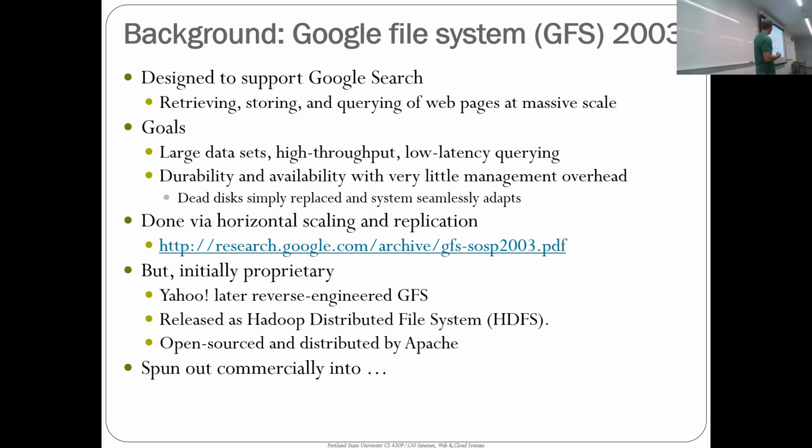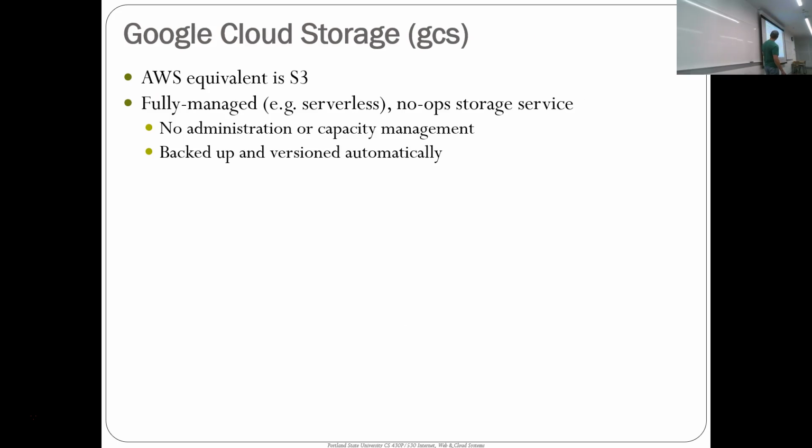and they released the open version of this as the Hadoop Distributed File System, which is now managed by Apache. So if you want to bring this kind of technology in-house, you would go and do this HDFS implementation if you had an on-premises setup where you wanted the storage capacity and management of Google. So Google took this and spun it out commercially into what you use right now, which is Google Cloud Storage. AWS has something equivalent in S3.